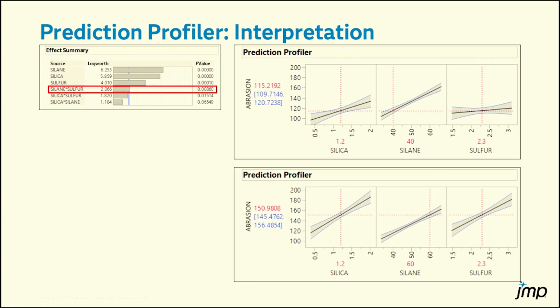So between looking at the p-values and playing with the profiler, you can understand a lot more what's happening with your interaction effects. But there are other newer tools in JMP as well in the profiler to help you explore those interactions.